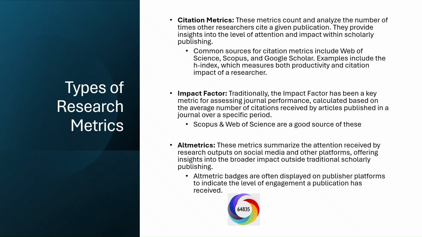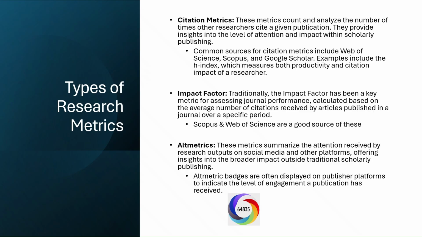So there are a few different types of metrics you'll find in these tools. There are citation metrics, and these are the ones that count and analyze the number of times other researchers cite a given publication, and they'll give you insight into the levels of attention and impact within scholarly publishing. Common sources of these metrics include Web of Science, Scopus, and Google Scholar. And examples include the H-index, which measures both productivity and citation impact of a researcher.